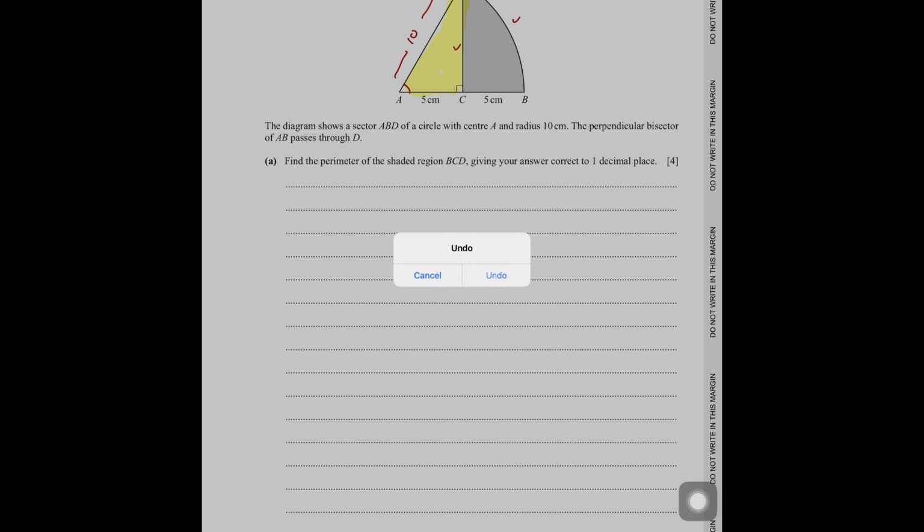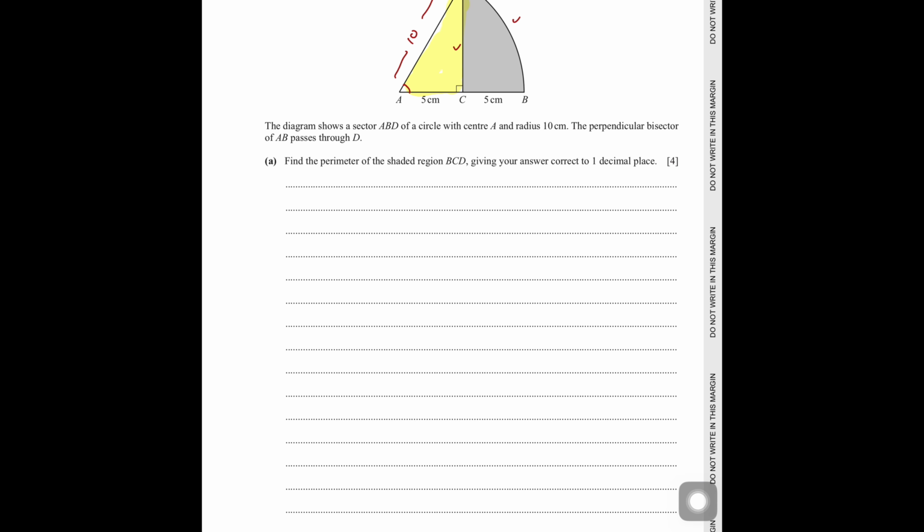So I'm trying 10 squared equals 5 squared, let's say this is x, plus x squared. So x squared is 10 squared minus 5 squared, 100 minus 25, 75. X is square root of 75. So I have square root of 75 there, which is 5 root 3. So this is 5 root 3.